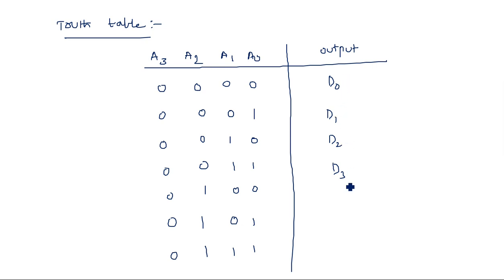Okay, so D0, D1, D2, D3, and it is D4, it is D5, and it is D6. Something we forgot, it is D6, and 0 1 1 1, this is D7. Next one, 1 0 0 0. Again the same: 0 0 1, 0 1 0, 0 1 1, 1 0 0, 1 0 1, 1 1 0, and again 4 ones.